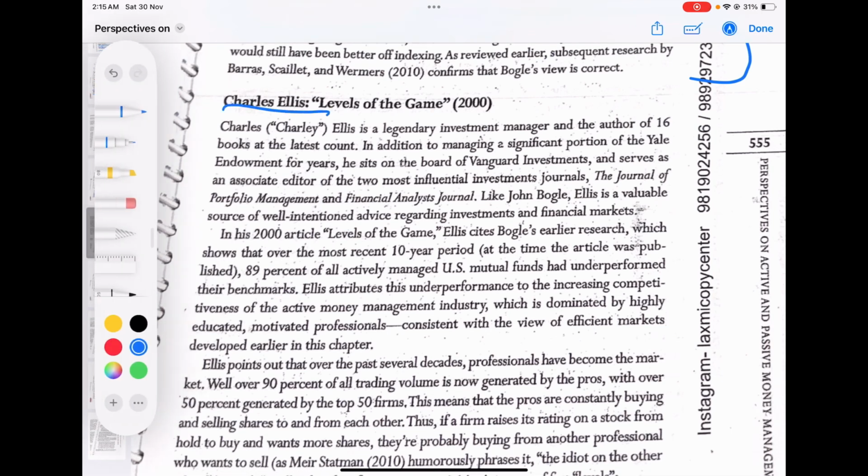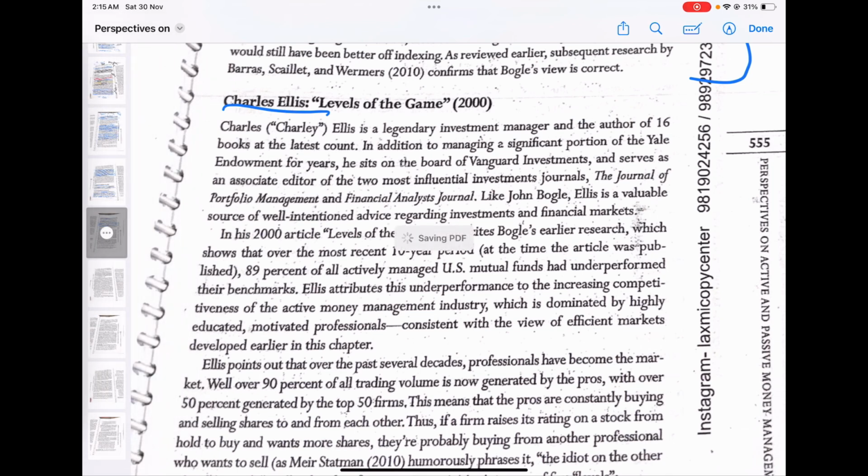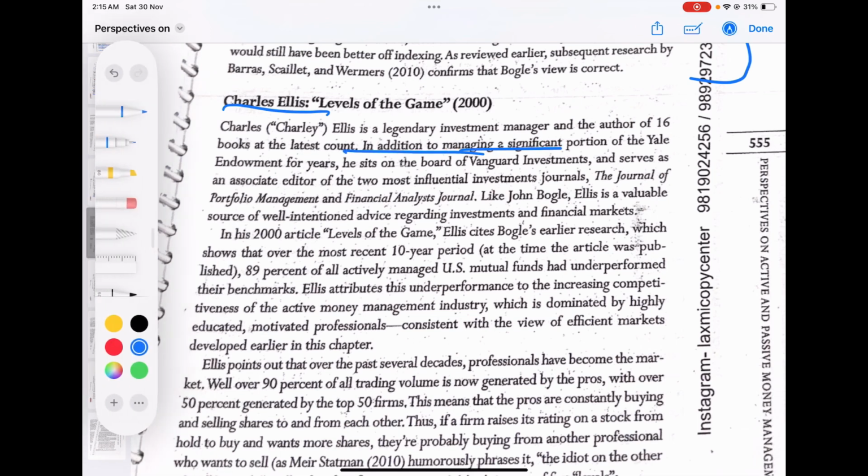Now let's come to Charles Ellis, which is basically the levels of the game. Now, what did Charles say? Charles or Charlie Ellis is a legendary investment manager and author of 16 books. In addition to managing a significant portion of the Yale endowment, he sits on the board of Vanguard Investments and serves as an associate editor. Now, like John Bogle, Ellis is a valuable source of well intentioned advice regarding investments and financial markets.